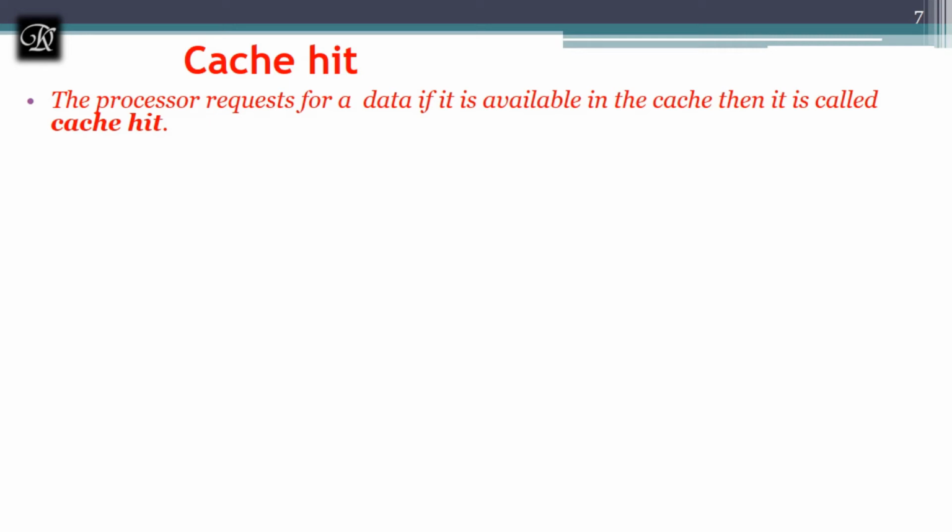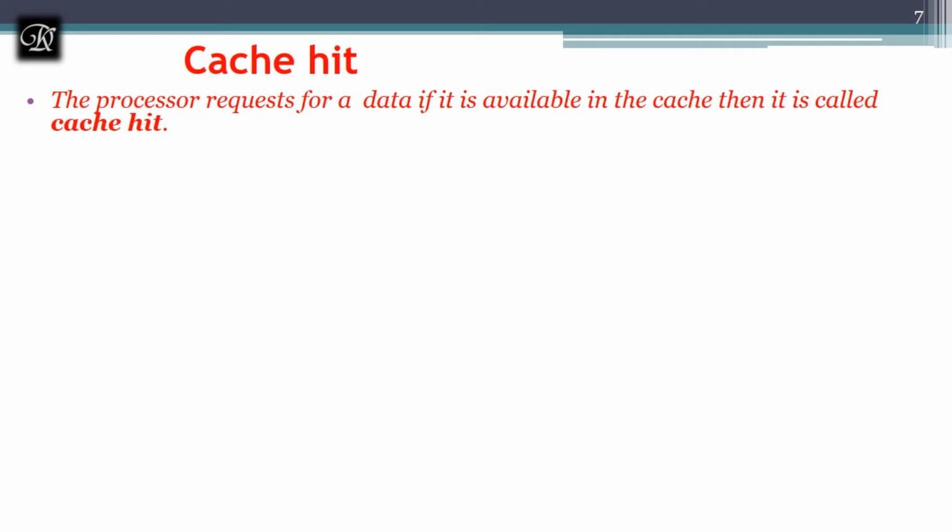So when it comes to data, whenever a processor is requesting, if it is available in the cache, we call it a cache hit. If it is not available in the cache and it has to be fetched from the main memory to cache, then it is called a cache miss. Similarly, if it is available in the RAM, again we will call it a RAM hit.